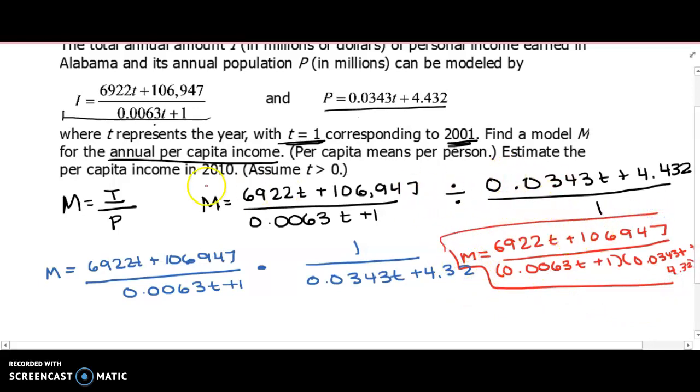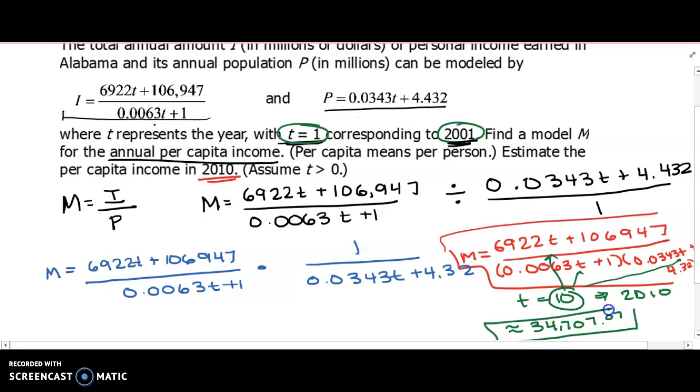Okay, now it says estimate the per capita income in 2010. Well, guys, if T equals 1 represents 2001, then T equals 10 represents 2010. Okay, so all we're going to do is plug 10 in for T, and just put that into your calculator. And when you do, you should get roughly 34,707.07. So per person, they earn roughly $34,700 a year.